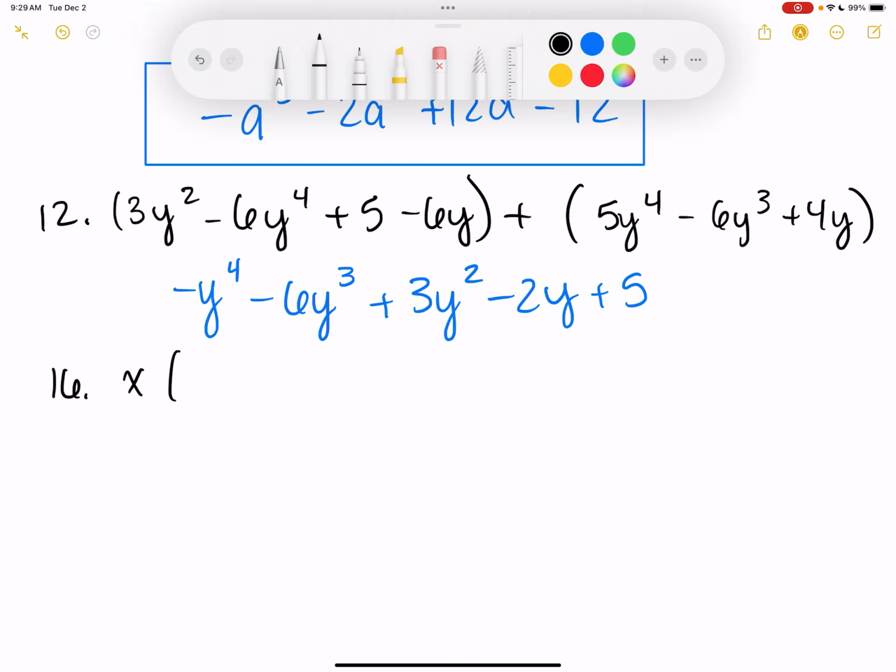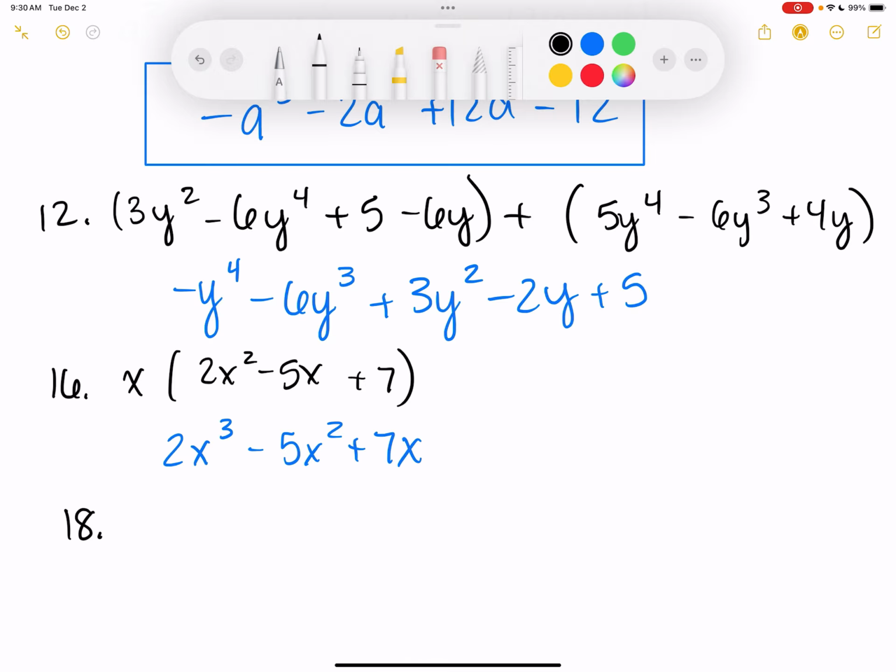16. x times 2x squared minus 5x plus 7. So on this one, obviously I'm just distributing the x to everything. So I have 2x cubed minus 5x squared plus 7x. And that's all I would have to do on that one. Ooh, I like that one. We're working ourselves up.